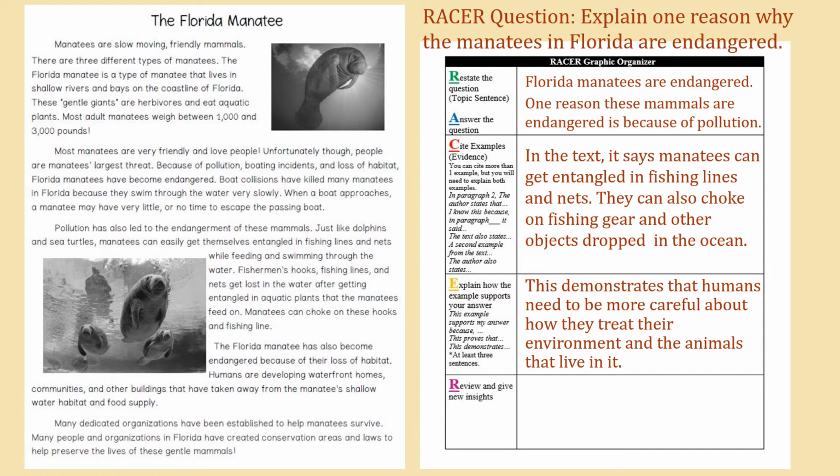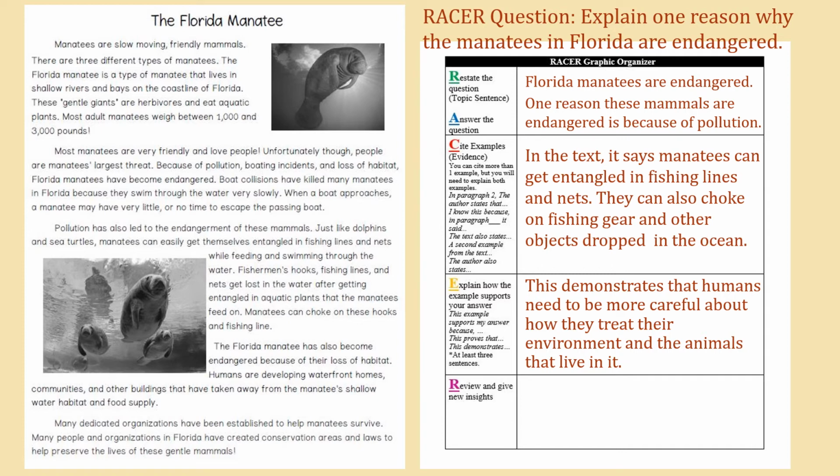We could have said this example demonstrates that humans. We could also say this proves that humans, or we could say this demonstrates, which is probably the easiest one, and that's the one I would say you can start with first, okay? So this demonstrates, okay, this is the example that I just gave, the evidence that I just gave, and what I'm doing is proving how that example makes the manatees endangered, okay?